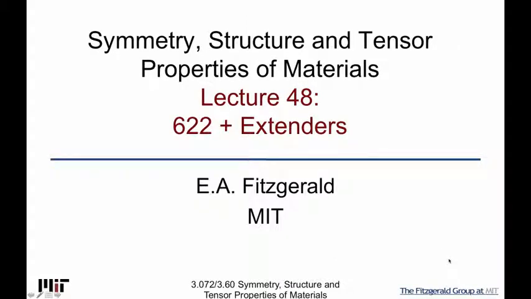This is lecture 48, and it's about the 622 point group, 3D point group. That axial combination can be combined with a horizontal mirror plane to actually create a new 3D point group. So the only one that's going to matter is the horizontal. So it's quite analogous to the 422, which we just did in lecture 47.